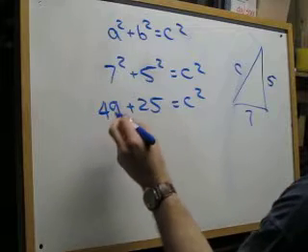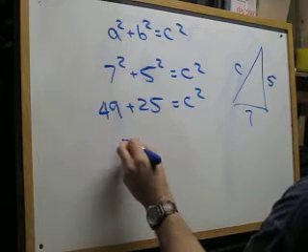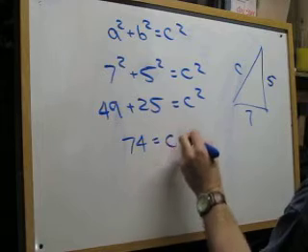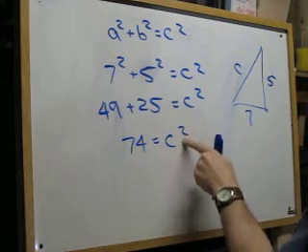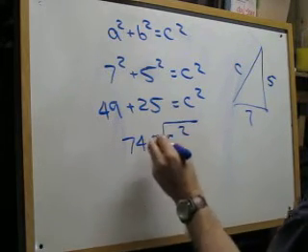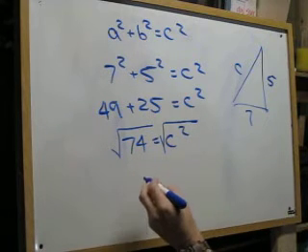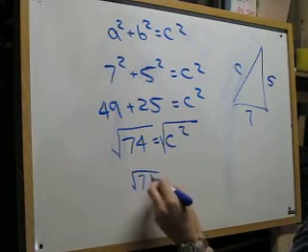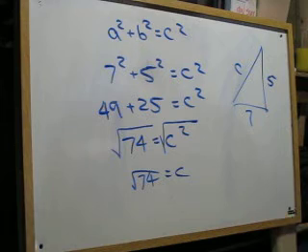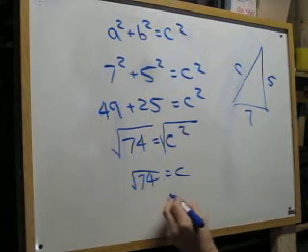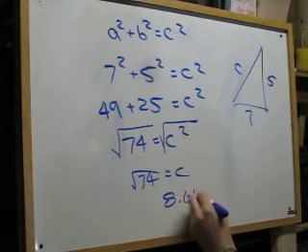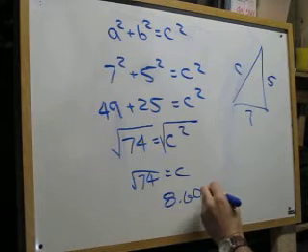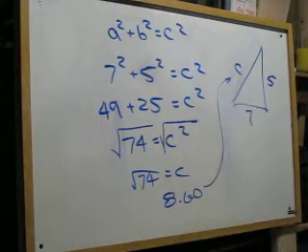And add those up and we get 74. Trying to get rid of this exponent here, so we're going to take the square root of that, and we get the square root of 74 equals C. And if you plug that into your calculator, you're going to get a number like 8.6. And that will be what my C equals.